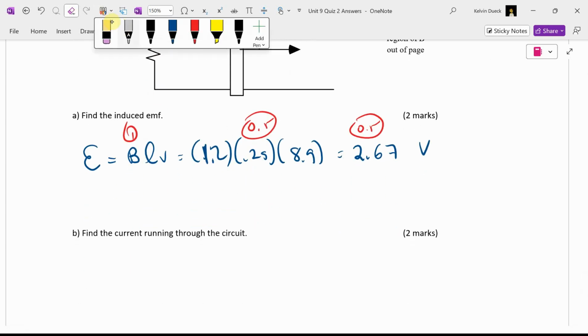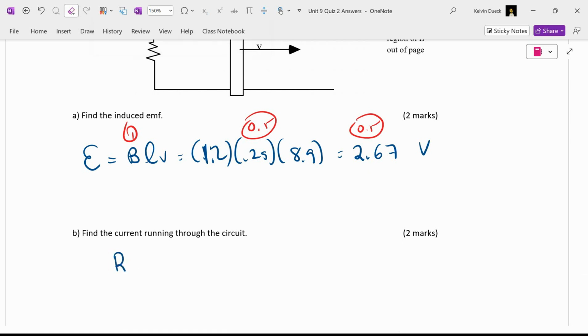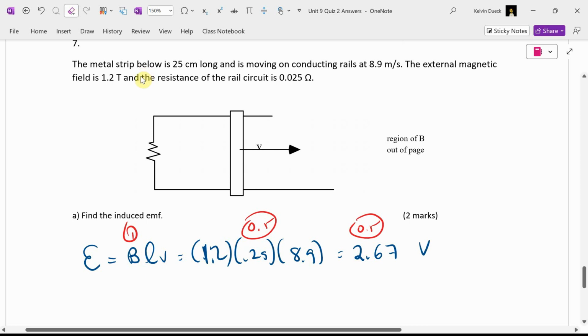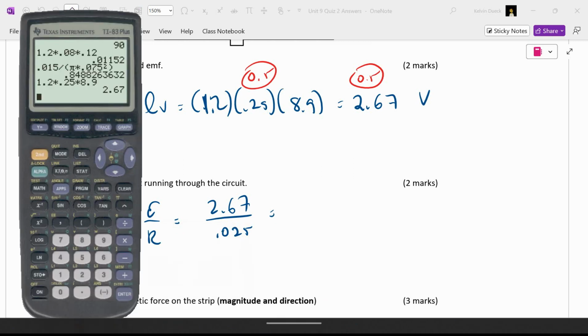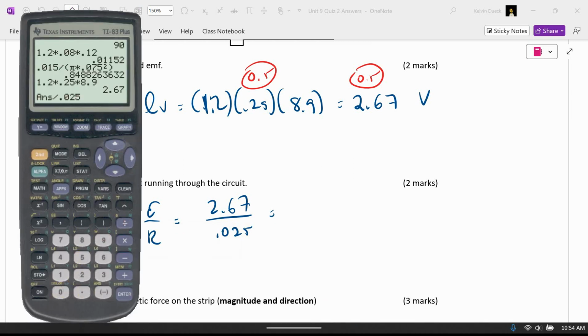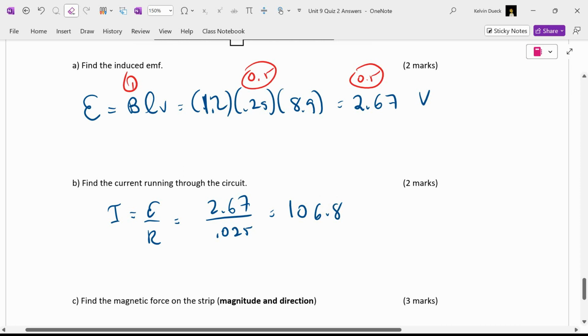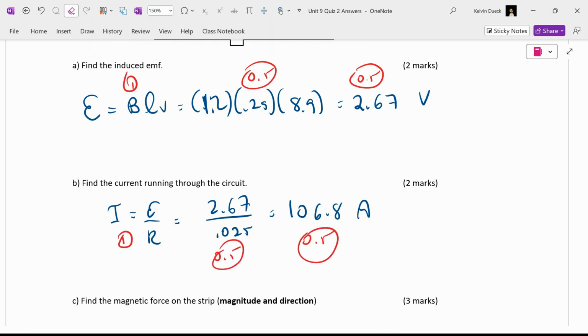Now it wants the current. Well, I just found the voltage. I equals V over R, although since it's an induced voltage, we traditionally use an EMF symbol. It's going to be 2.67 divided by, what did they say the resistance of this was? 0.025. So I'm just going to go answer button divided by 0.025, and I get 106.8 amps. 107 amps would also be just fine and dandy. For 2 marks, 1 mark, half mark, half mark.